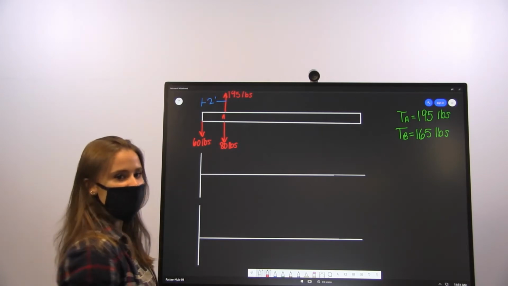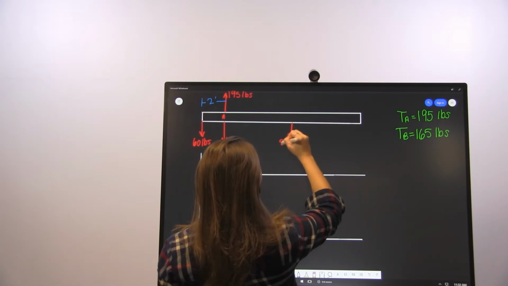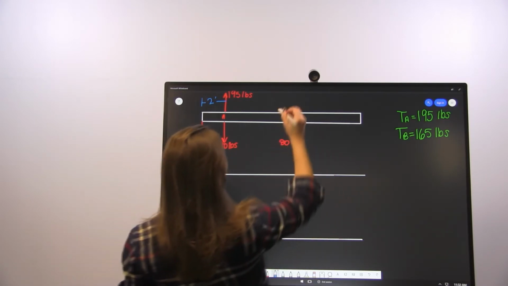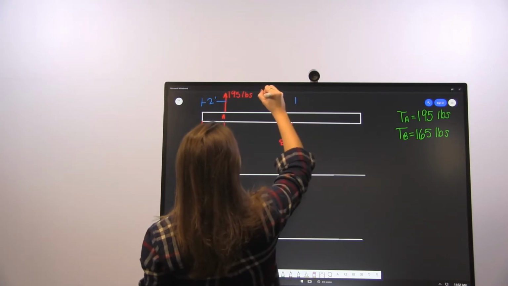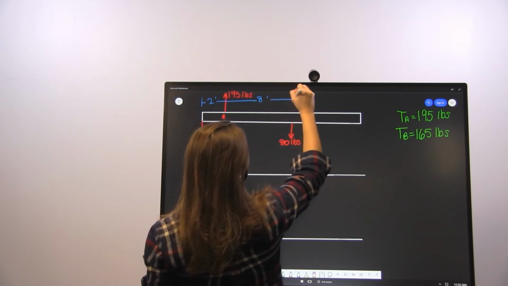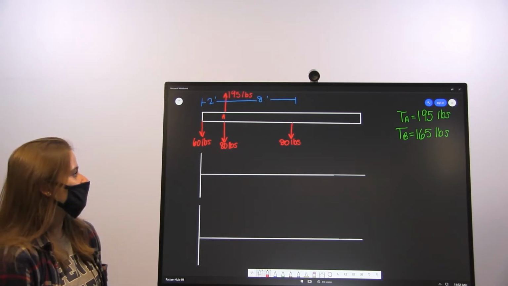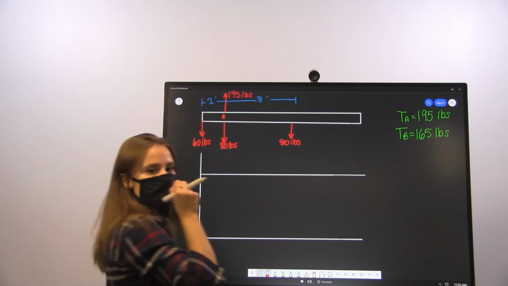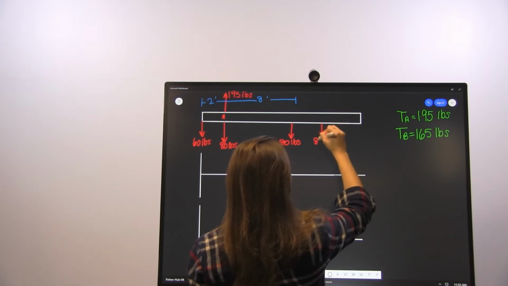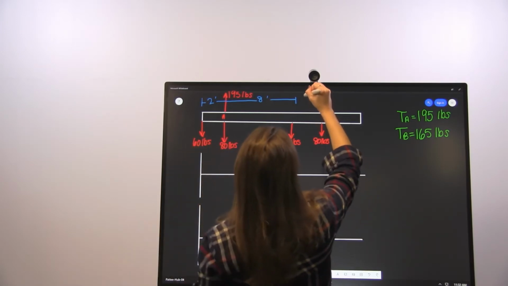And then we don't have another force until way over here. And that's a downward force of 80 pounds. And those are 8 feet apart. And then after that downward force of 80 pounds, we're going to have our other 80 pounds down. And that's 3 feet over.